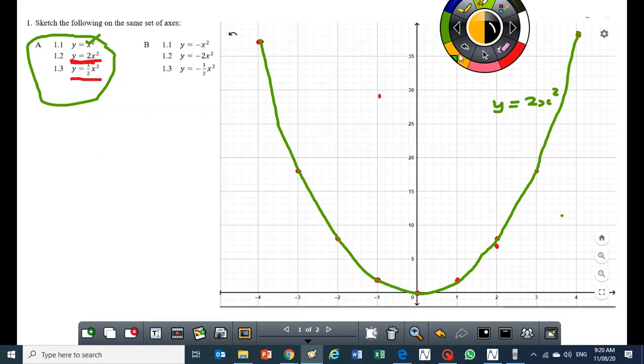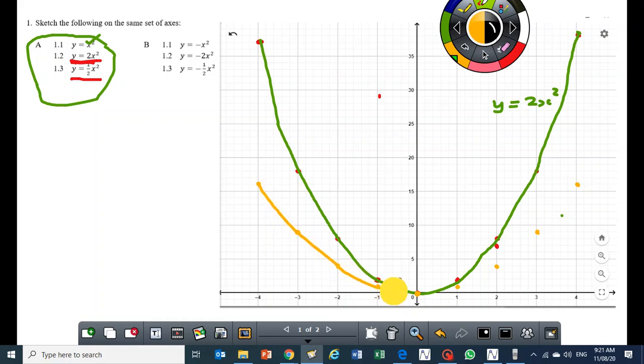So when x is minus 4, y is 16. So 16 is here. And then when x is minus 3, y is going to be equal to 9. 9 is there. When x is minus 2, y is going to be 4. When x is minus 1, y is 1. When x is 0, y is 0. Right? So when x is 1, y is 1. When x is 2, y is 4. When x is 3, y is 9. And when x is 4, y is 16. So we just join those points.